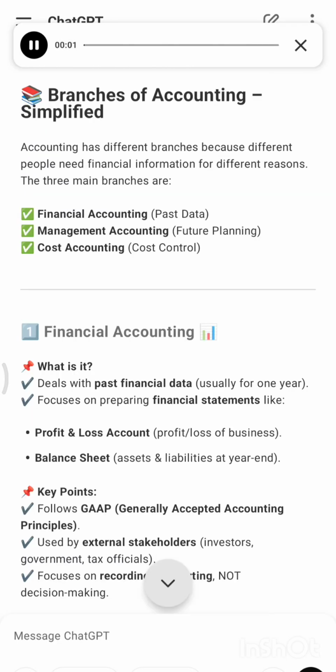Branches of accounting simplified. Accounting has different branches because different people need financial information for different reasons. The 3 main branches are financial accounting, past data, management accounting, future planning, cost accounting, cost control.